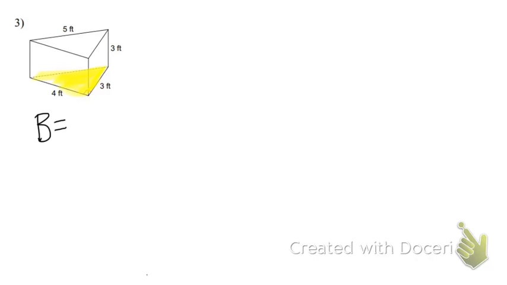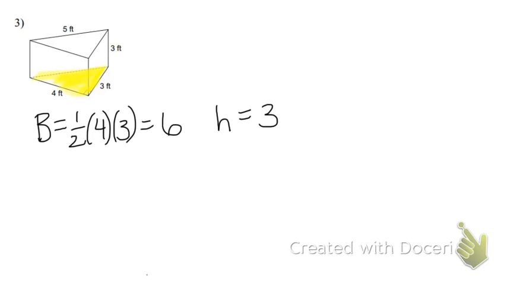So it's going to be 1/2 of 4 times 3, which is half of 12, or 6. The height is the distance connecting those two matching bases, so the height of this prism is 3. Okay, and the volume is area of the base times the height, so 18 cubic feet.